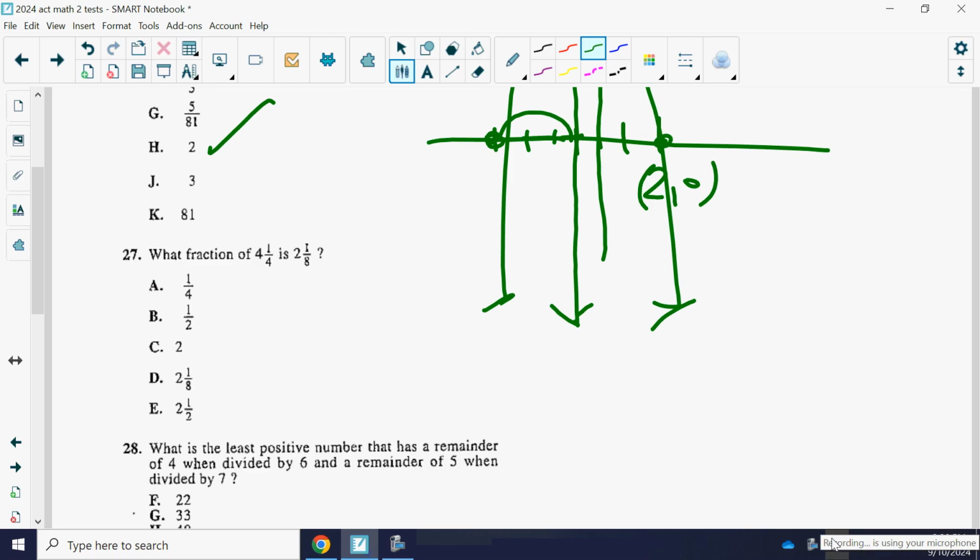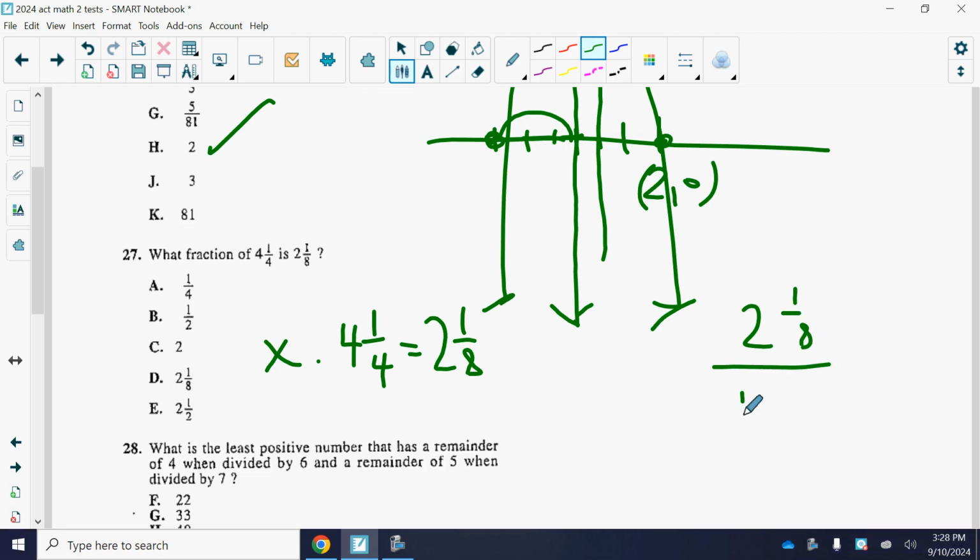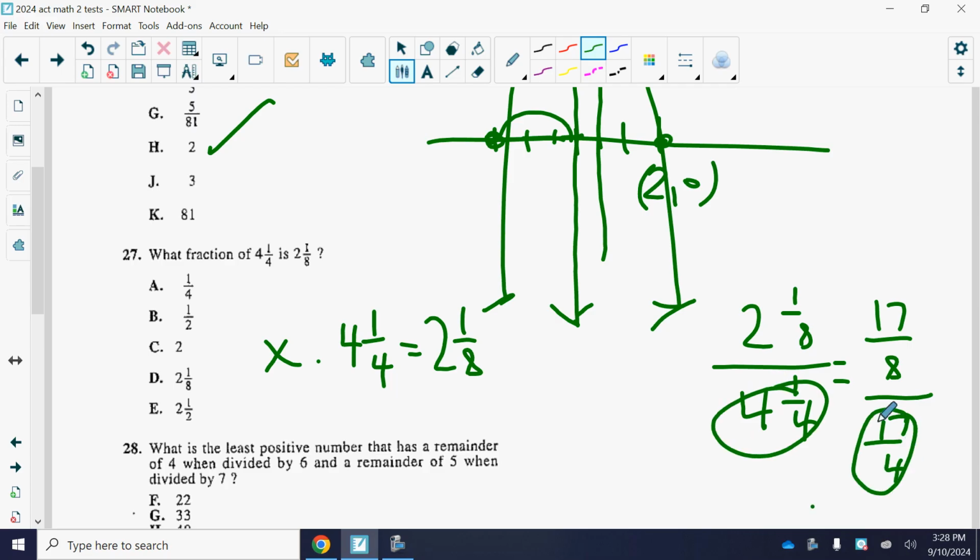What fraction? I always translate times 4 1/4 is 2 1/8. So you end up getting 2 1/8 divided by 4 1/4. Gee, I haven't done this in a while. That would be 17/8. You could do all this in fractions, over 17/4. When I flip this, I get 4 over 17. The 17s mercifully cancel, and I get 4 over 8, which gives me B.